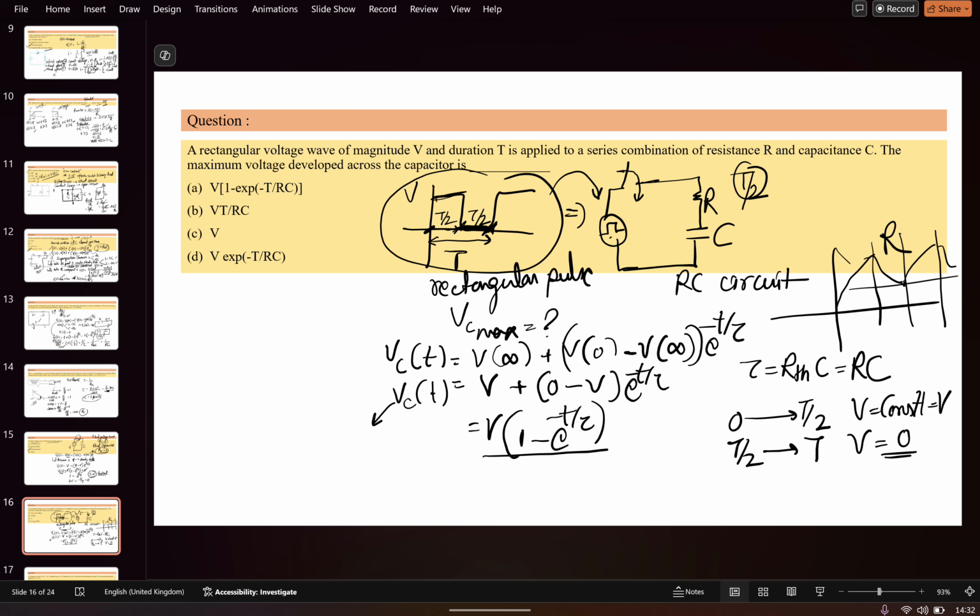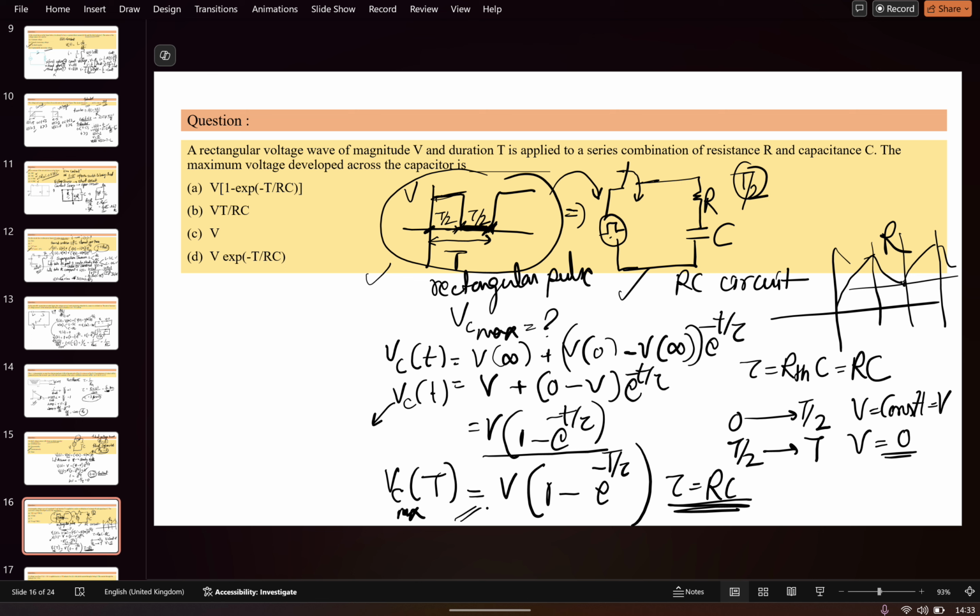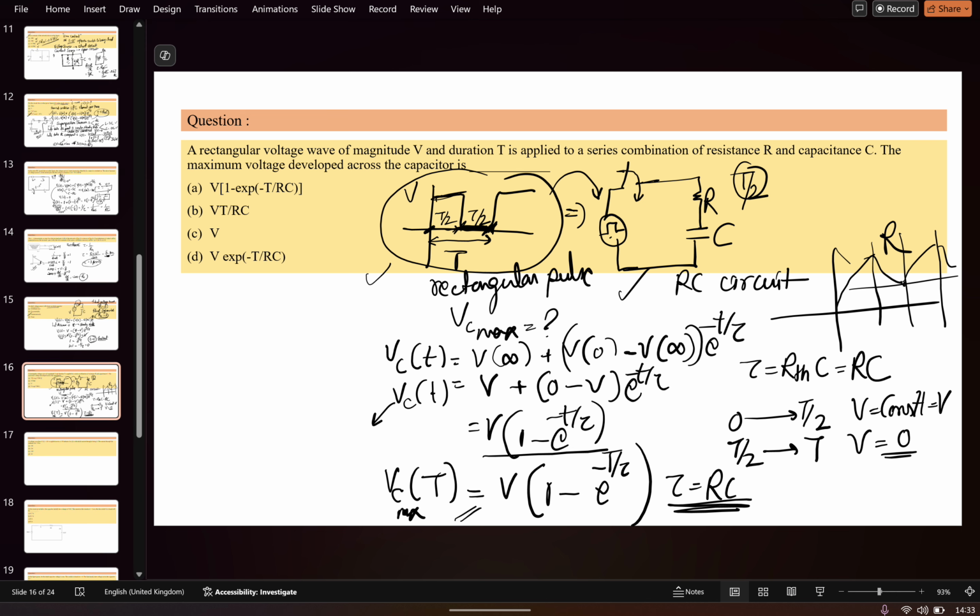So what is the maximum value it will appear? It will appear at the value of T. So the VC appears across as V1 minus e to the power minus capital T by tau, and tau is equal to RC. Got my point? So this behavior of the rectangular pulses is similar to the switching operation, and in this switching operation the maximum voltage appears in the time frame 0 to T by 2. So the maximum value of the capacitor voltage will be V1 minus e to the power minus capital T by tau, where tau is equal to RC. Got my point? So let's move to the next question.